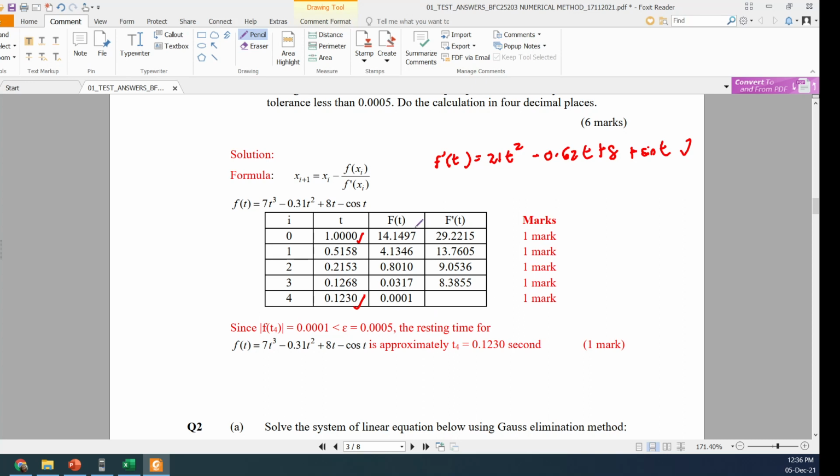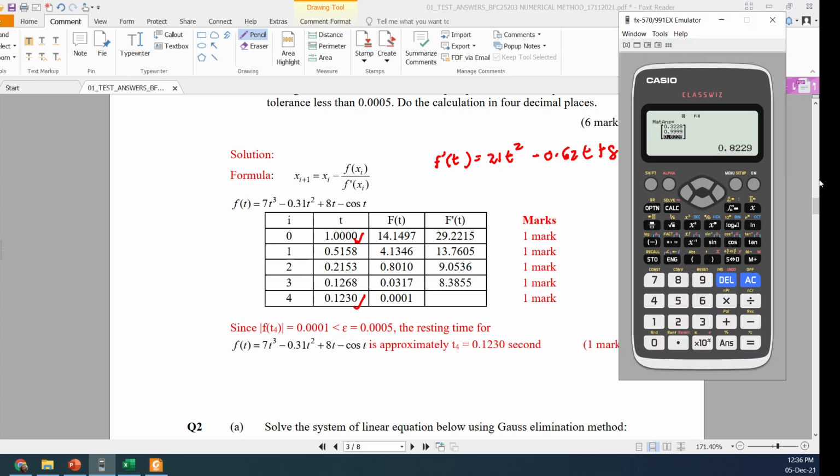So I don't know how you calculate the f(t), it will get you wrong. How can you get 13 point something? So this is question 1b. I wonder how you can get 13 point something out there.